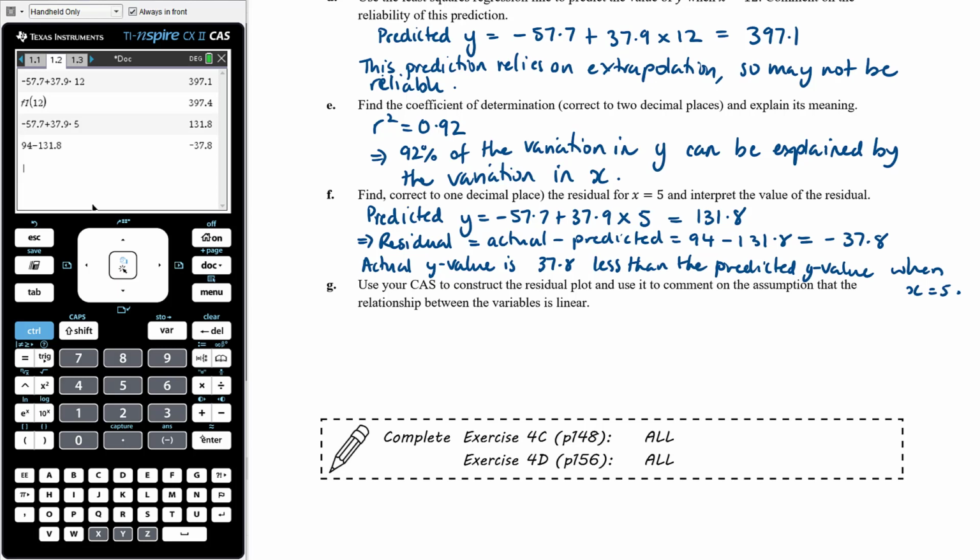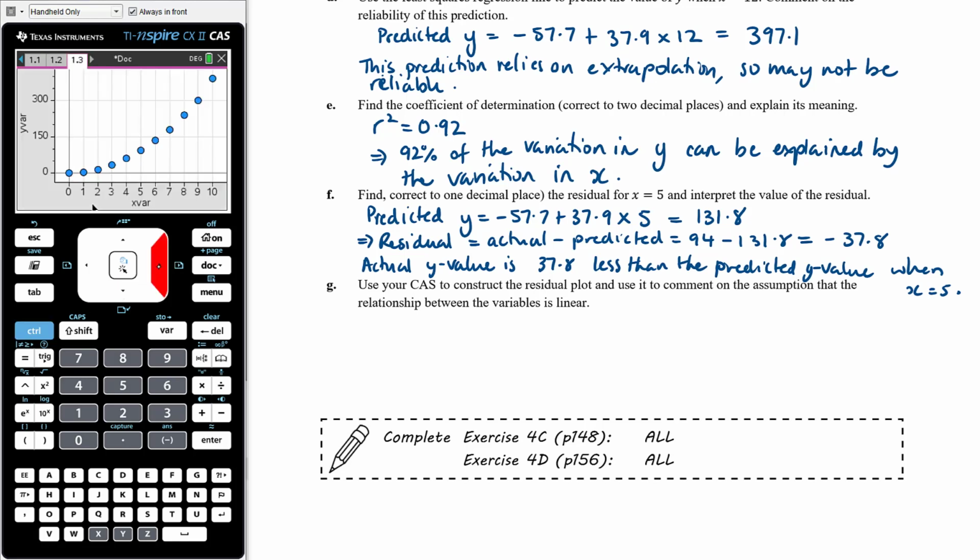Use your CAS to construct the residual plot and use it to comment on the assumption that the relationship between the variables is linear. Okay, so I'm going to go back over to my plot. So that's this one here. Now, I think we can tell fairly clearly, this is a pretty clear set of data, that we already noted in part A that it's of non-linear form. So I think our residual plot is also going to show that we shouldn't have assumed a linear relationship here, and that actually the linear regression probably wasn't the best way to make predictions for this data set, even though it does have quite a strong correlation coefficient. So it's not bad, but there would have been a better model that we could have used.